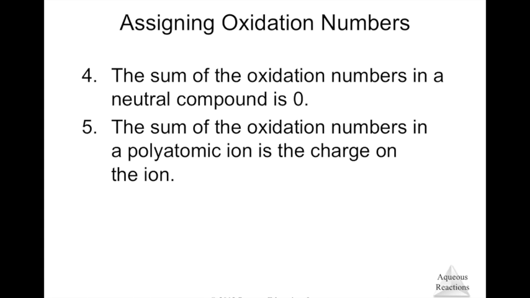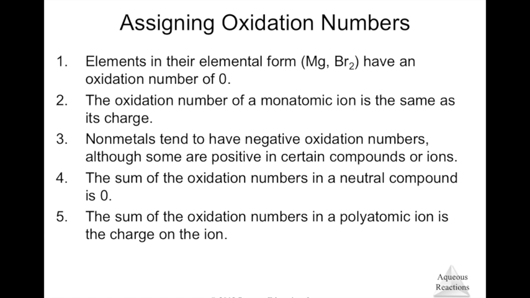The sum of the oxidation numbers in a neutral compound is going to be 0, so you can use that to help you figure out oxidation numbers. And then if it's a polyatomic ion, the charge of that ion is also going to be the sum of the oxidation numbers. So I just put it all together for you in one slide, so you have that for your reference.